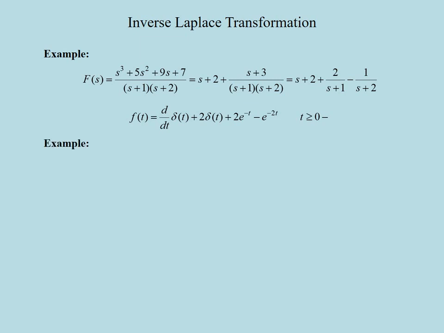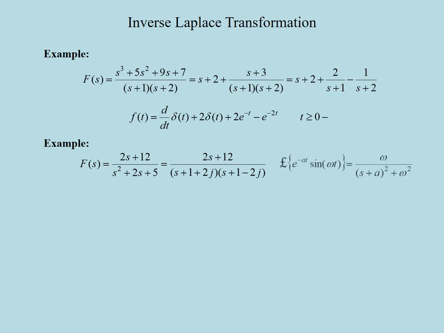Let us now consider another example with capital F of s having again a second order denominator. If you factorize the denominator into first order factors, you will get complex coefficients. Of course, you can still proceed with a partial fraction expansion here, but we can take a shortcut if we remember the Laplace transforms of sine and cosine functions multiplied with exponentials.